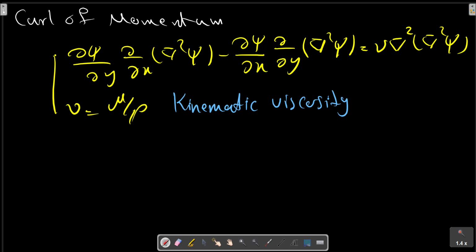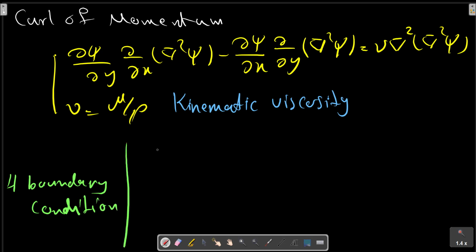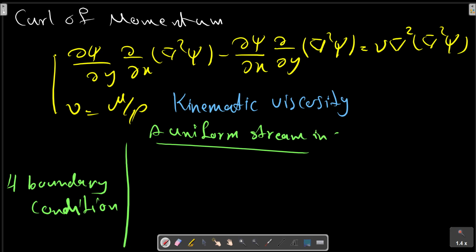For example, for the flow of a uniform stream in the x direction past a solid body, the 4 boundary conditions would be as follows.